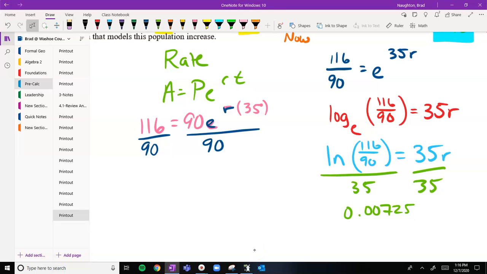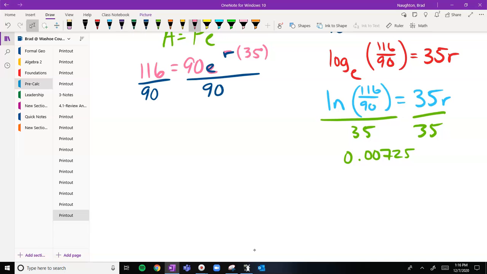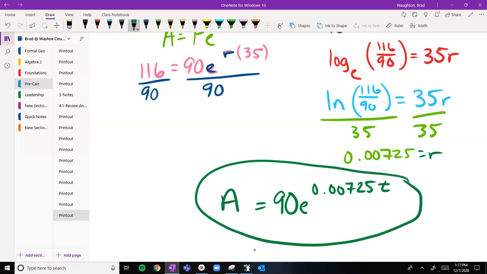Alrighty. So ladies and gentlemen, boys and girls, we'll go ahead and rewrite our equation because that's what it's asking us to do. So 90 was my initial, e to the 0.007725, because again, that's my rate, times whatever time passes is going to give us where we're at based on those two pieces of information. And that's our answer.